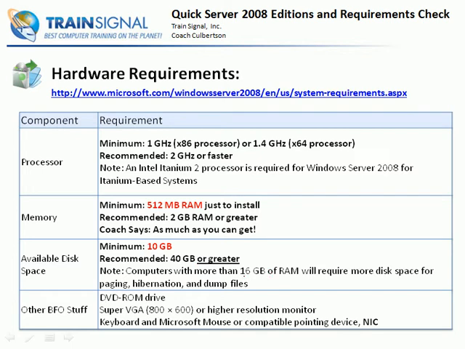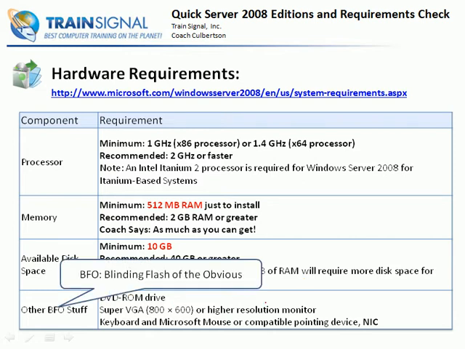One quick note though, computers that have more than 16 gigabytes of RAM are going to need more disk space than machines that are running less. So just keep that in the back of your head as you are evaluating hardware, maybe ordering up some boxes for this. Other BFO stuff, and just so you know, BFO stands for blinding flash of the obvious.